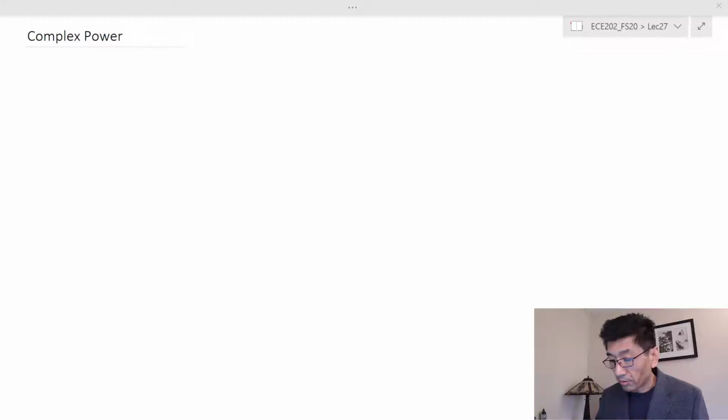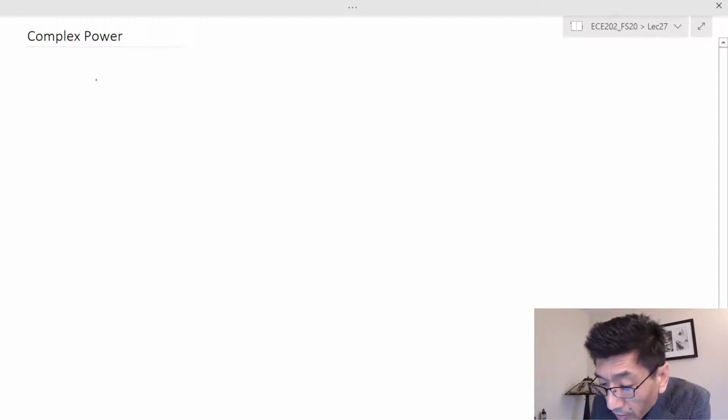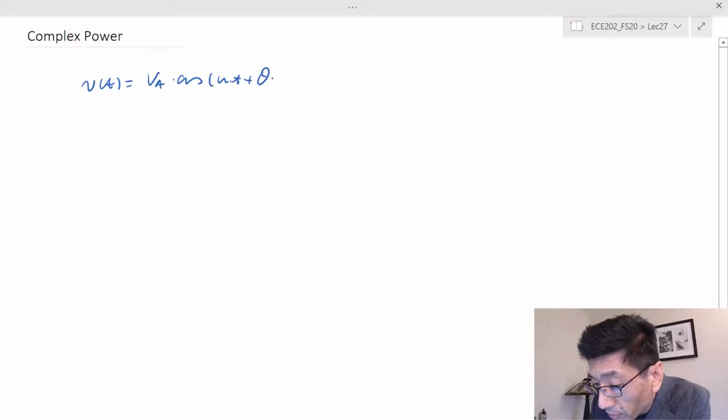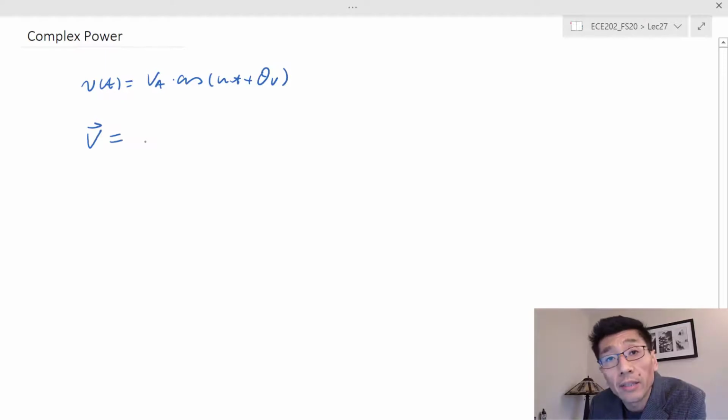Let's look at complex power. Basically, we want to use the voltage phasor and the current phasor to figure out the power. The voltage v(t) is equal to VA times cosine of omega t plus theta V. In the past we used phasors, and we always used VA and the phase angle.